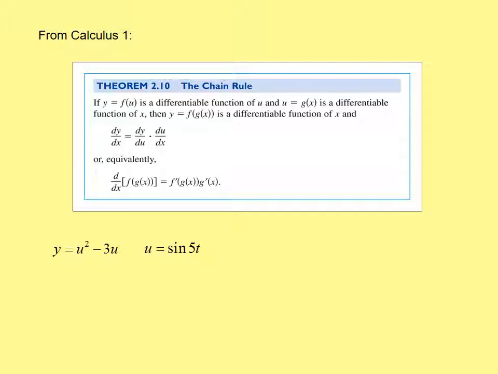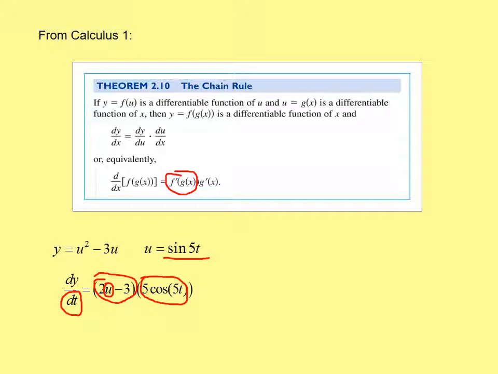If we have y as a function of u and u as a function of t, then we can find the derivative of y with respect to t according to this by doing the derivative of y with respect to u and multiplying by the derivative of u with respect to t. Now, of course, since we're doing the derivative with respect to t, we would like our answer to come out all in t's. So we will change the u back into sine 5t.